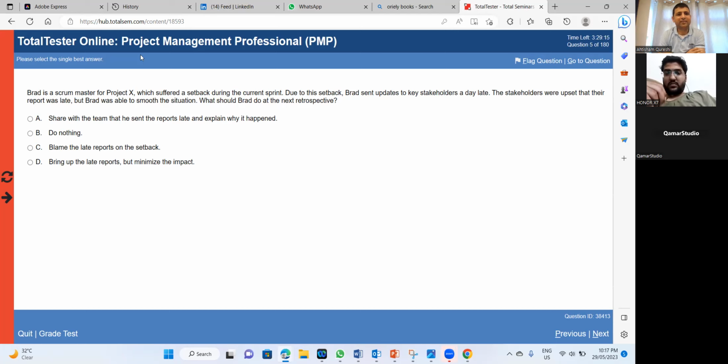So Brad is a Scrum Master for Project X, who suffered a setback during the current sprint. Due to this setback, Brad sent updates to key stakeholders a day late. Stakeholders were upset that their report was late, but Brad was able to smooth the situation. What should Brad do at the next retrospective? Do nothing. Blame the late report on the setback. Share with the team that he sent the report late and explain why it happened. Bring up the late reports, but minimize the impact.